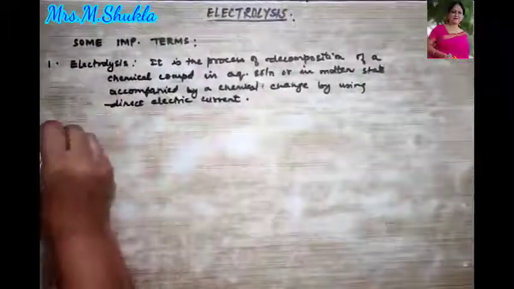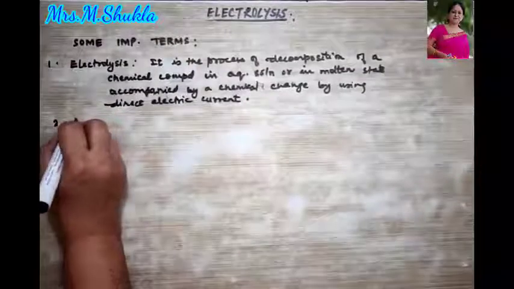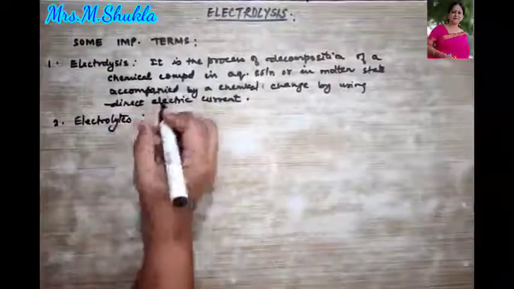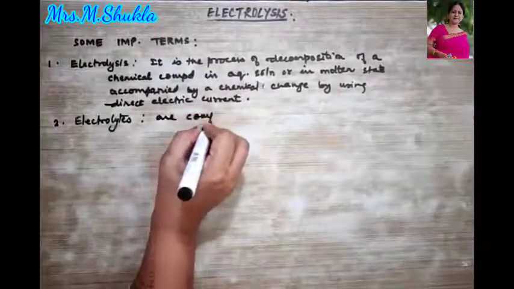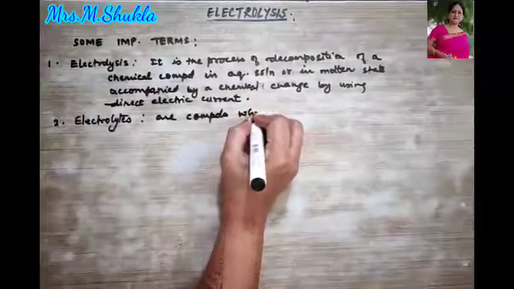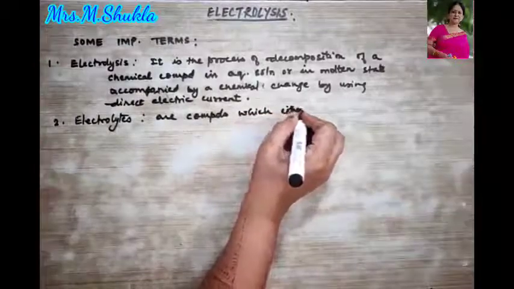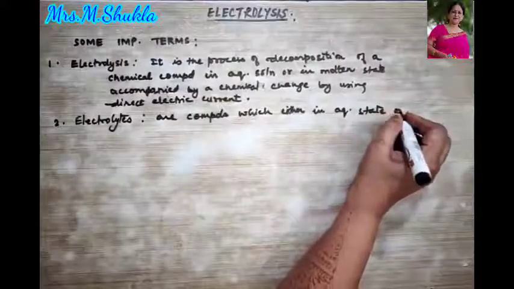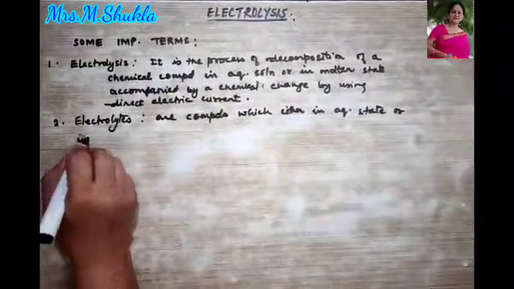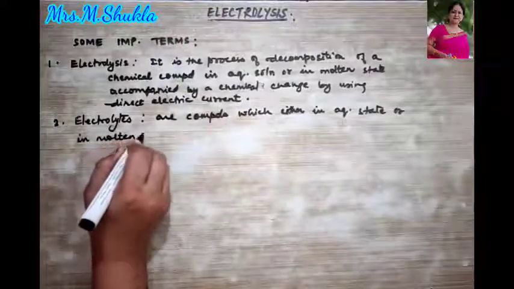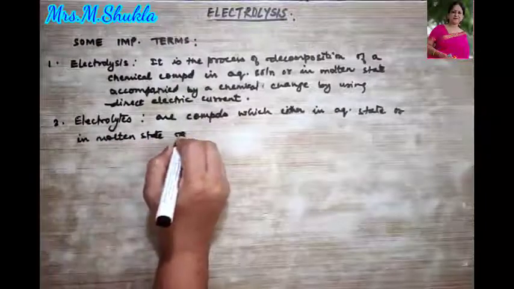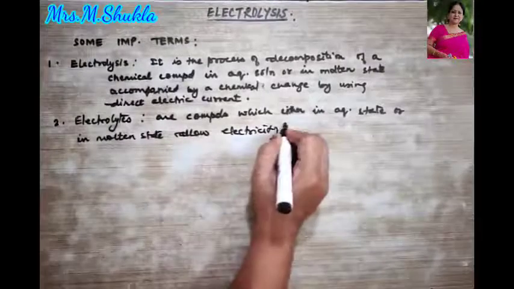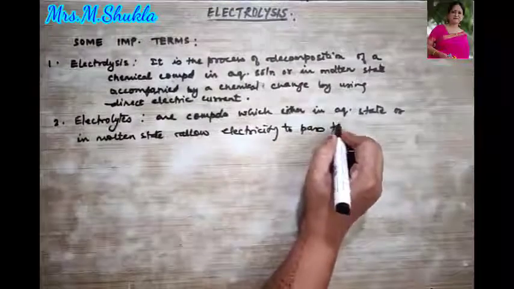Then we come to the second term, that is electrolytes. What are electrolytes? These are the compounds which, either in aqueous state or in molten state, allow electricity to pass through.